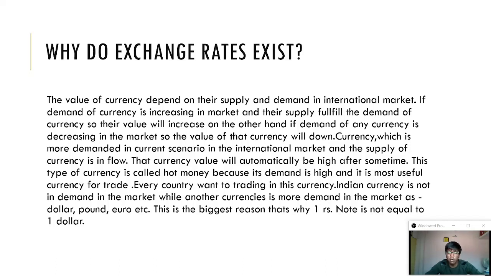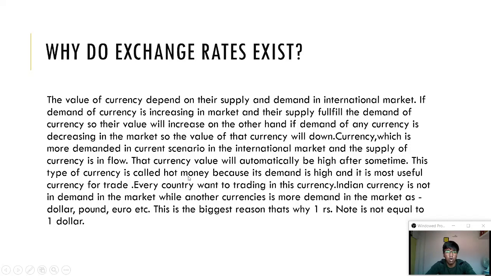In the foreign market, we take the foreign market to refer to Wall Street. So the more the exports and the more developed the country is, the more the value of the currency. And we're taking Wall Street as an example, and people take the USA as the number one country right now. So the universal currency metric is the dollar for trading and everything. A currency which is more demanded in the current scenario in the international market, and whose supply is in flow, will automatically see its value go high after some time.